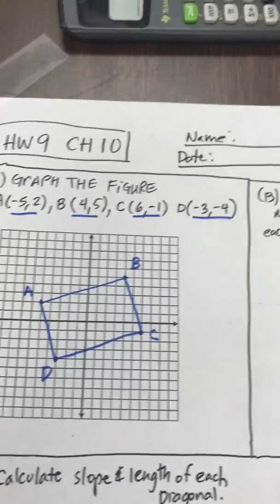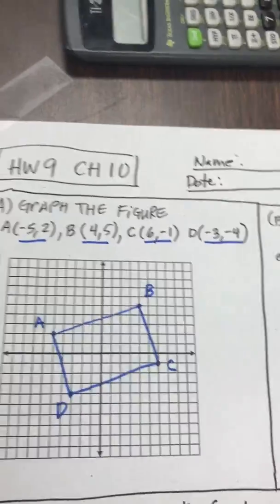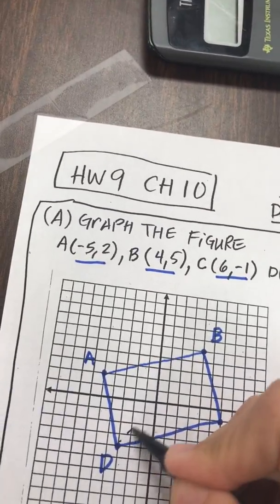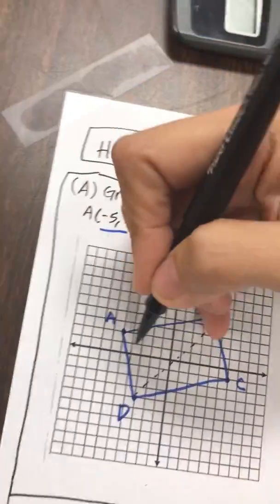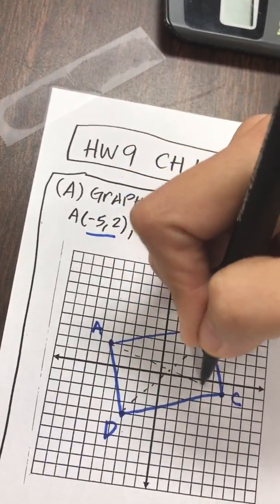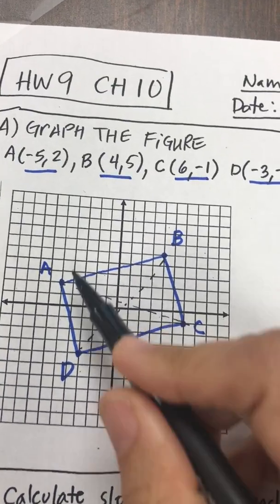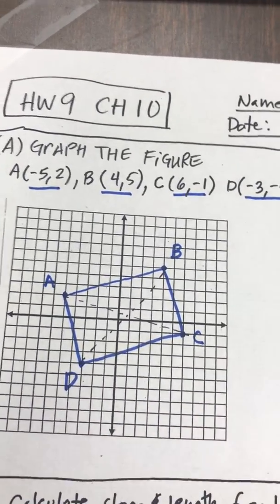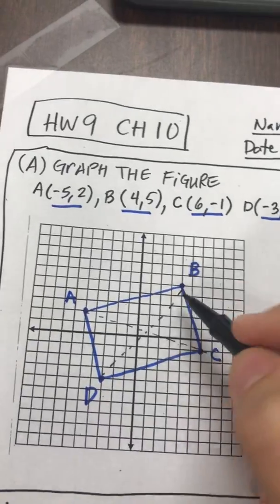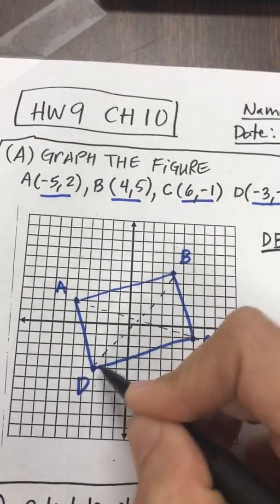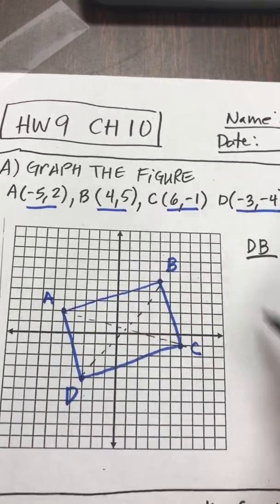So let's do it. Let's calculate the midpoint of each diagonal. Okay, that's pretty awesome. Let's see here. So again, I like to come up with a hypothesis. I feel like the midpoint of the diagonal should be somewhere in there. I don't know exactly where. So let's see it. The diagonal would be called DB, right? That's the diagonal. And this diagonal would be AC.